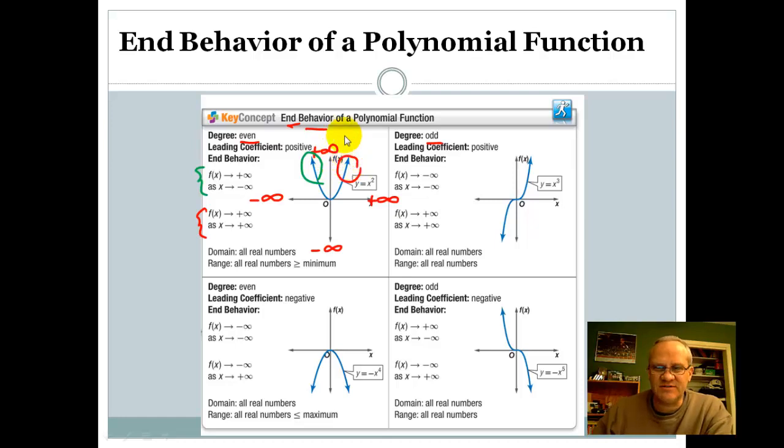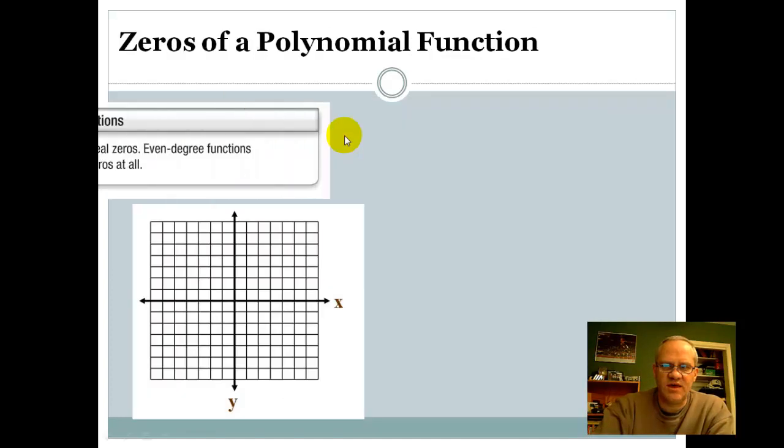Okay, so it might take a little while to really get this down, but stick with it. Once you get it, it's not too bad. So that's the end behavior.